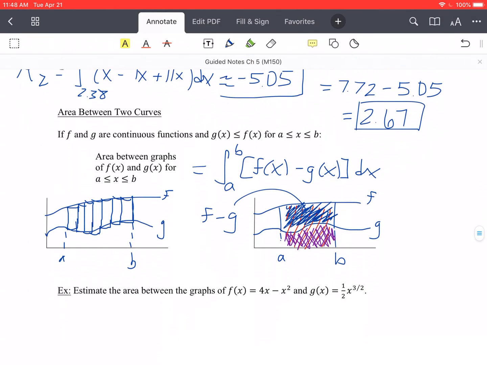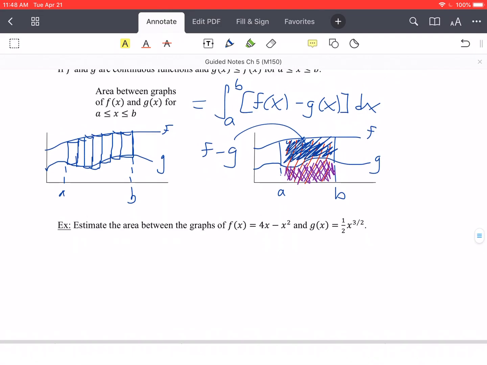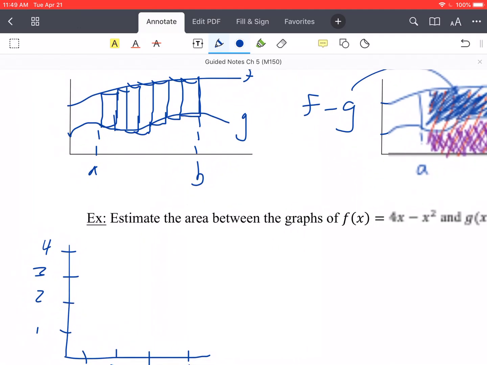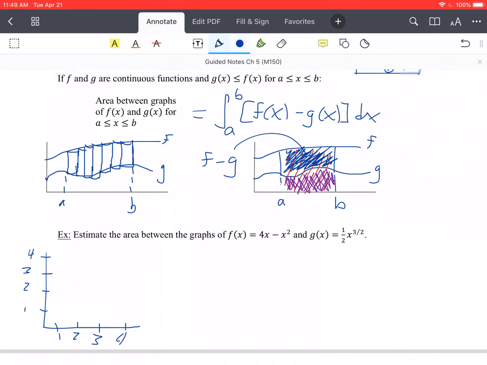Right? So let's look at this example here. Estimate the area between the graphs of 4x minus x squared and 1/2 x to the 3/2. If we look at the graphs of these, let me give a rough sketch here. I'm going to do 4 on each axis. 1, 2, 3, 4. 1, 2, 3, 4. Starting with our origin down here.